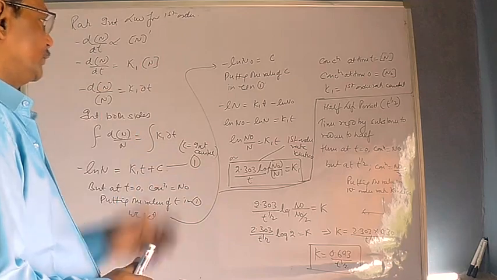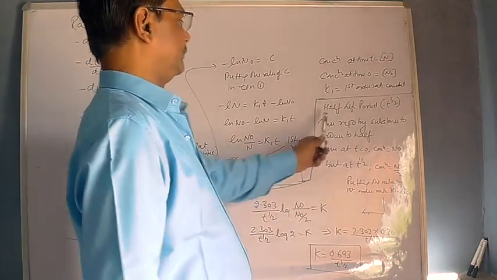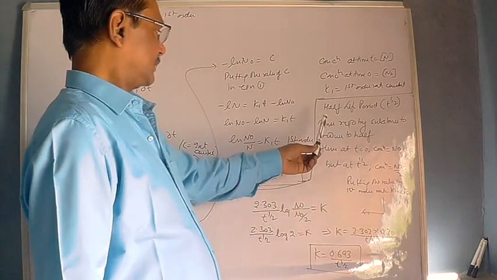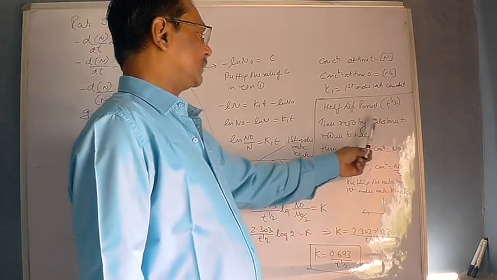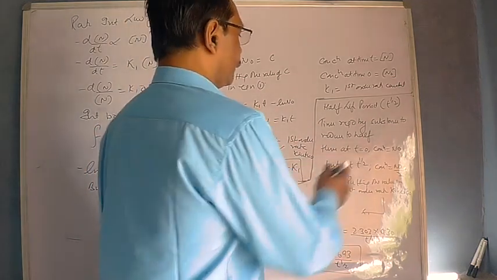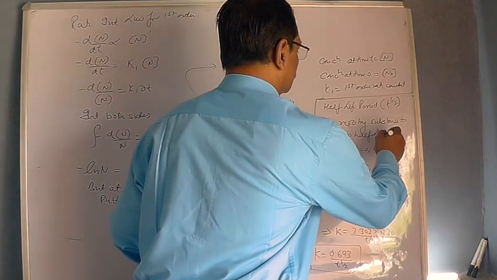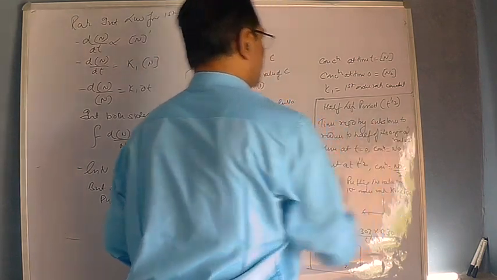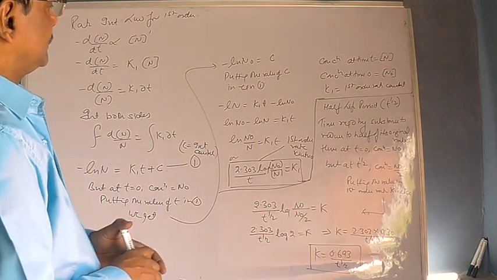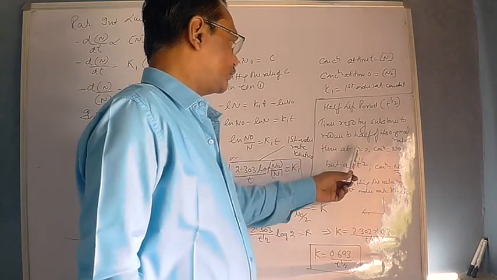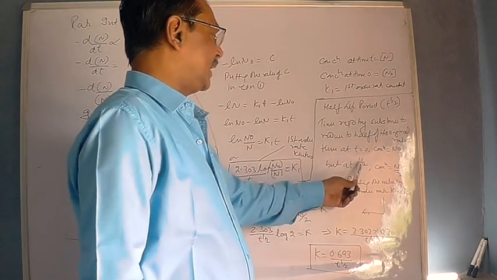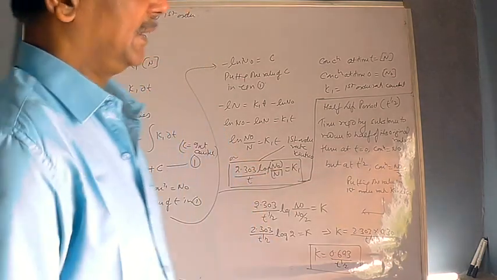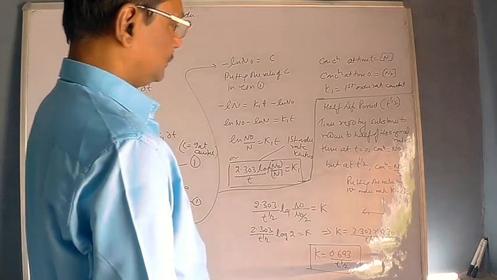Now class, one more thing we should study here. What is that? Half-life period, denoted by t half. What is the definition? The time required for a substance to reduce to half of its original value. So class, at t equals 0 the concentration was n0, but at t half the concentration will become half. So n0 was the initial concentration, at t half it will become n0 by 2.